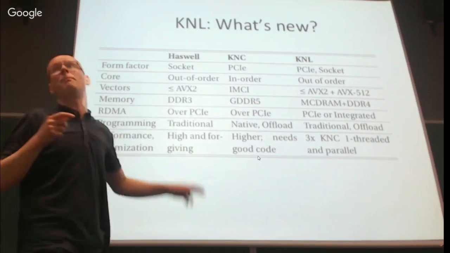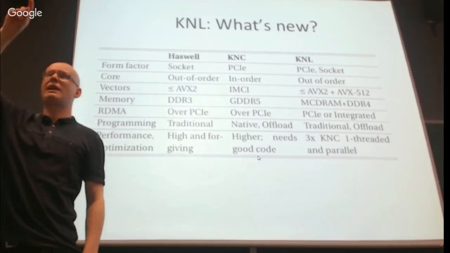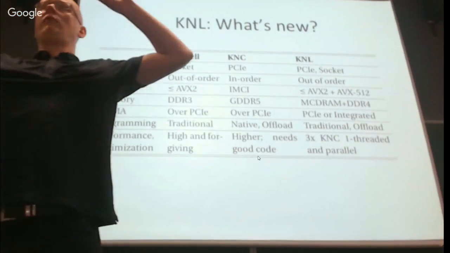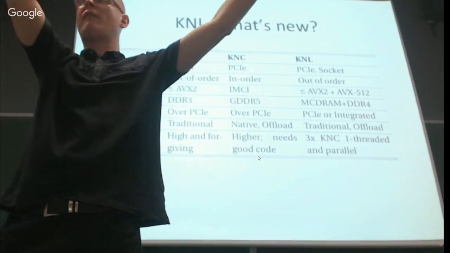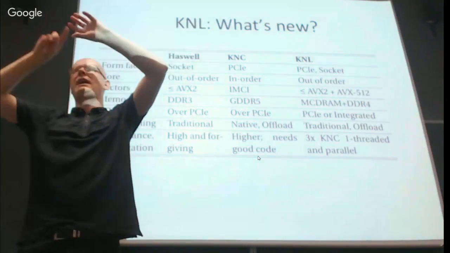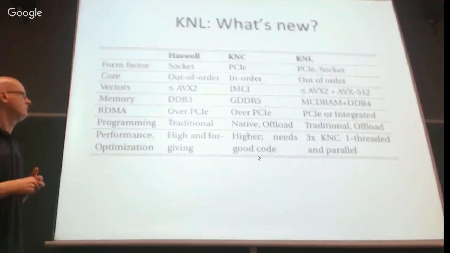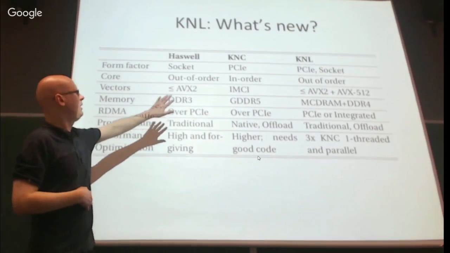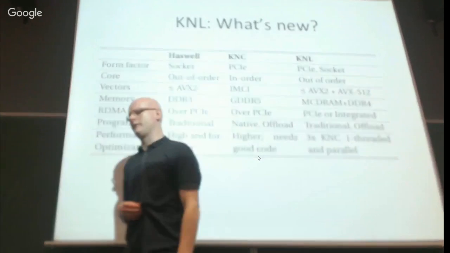So you won't have to go over the PCIe bus like you did with KNC, because if you needed to communicate with a KNC MPI process from a remote KNC MPI process, you obviously have to go through the PCIe bus to get there, and you suffer in terms of that. Whereas with KNL, you won't have to do that because the NIC will be integrated on the package. Programming: traditional programming on Haswell, native or offload programming on KNC, traditional on KNL, or offload if you want that.